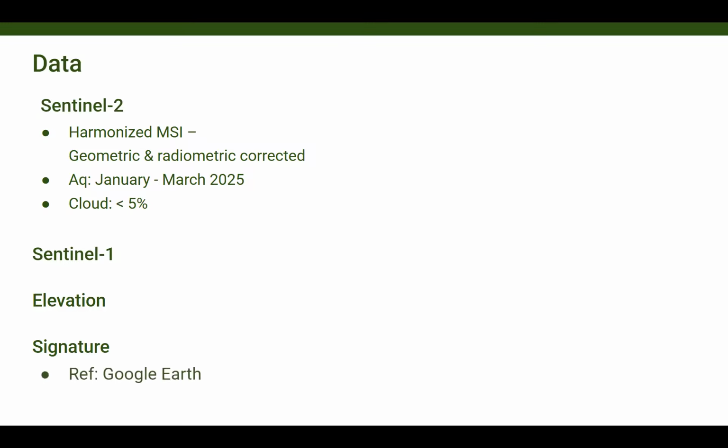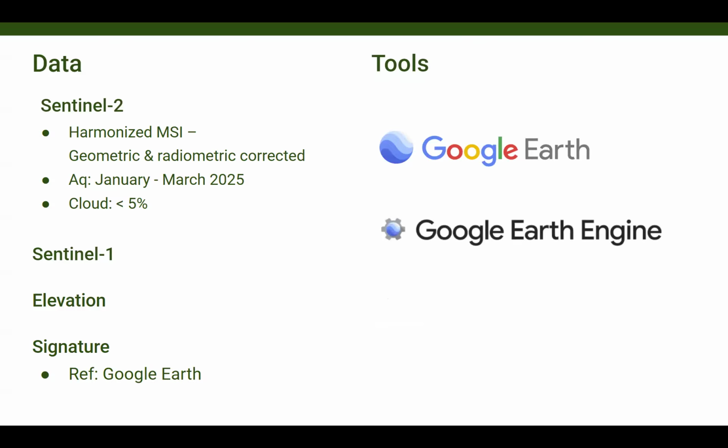Signatures I collected using Google Earth as a reference, because fieldwork is needed. When I do fieldwork for my study, I will collect data for this place also, for this purpose also. Tools I use: Google Earth for signature collection, Google Earth Engine for calculations, image selection, processing, everything, and QGIS for plotting, or maybe for my preparation.